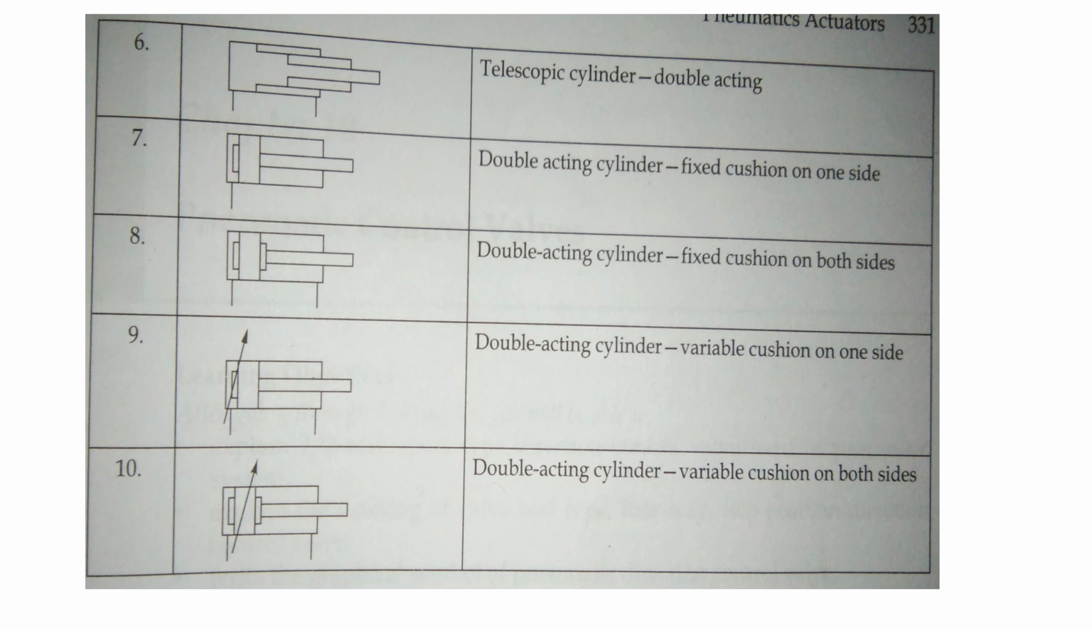Over the cushioning, if you see an arrow mark, that indicates the cushion can be adjustable. We also call it a variable cushion. This is a double acting cylinder with a variable cushion at one end. If both sides have a cushioning symbol of the rectangle and an arrow mark, then we can say it is a double acting cylinder with a variable cushion on both sides.